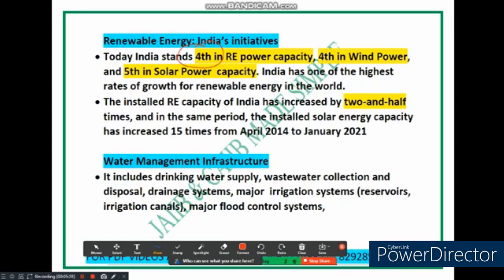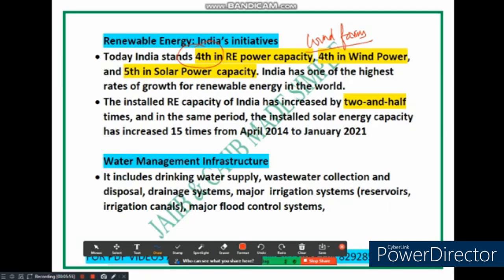Let's take an example. India has a large number of wind farms and solar power plants. They produce electricity from wind and sunlight. The country's renewable energy sector has experienced rapid growth, and India is considered one of the fastest growing countries in terms of adopting renewable energy sources. Now the next part is that India has been making significant efforts to increase its renewable energy capacity.